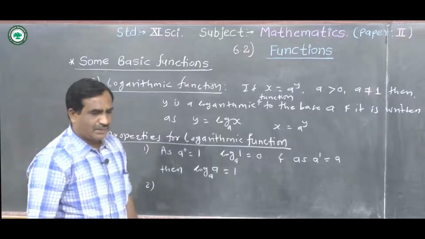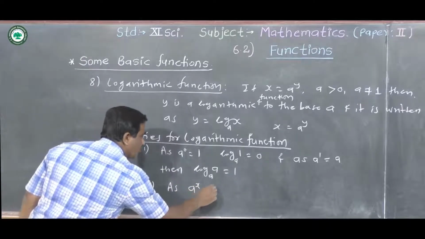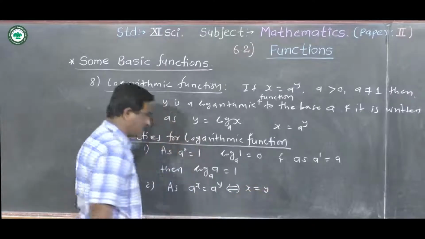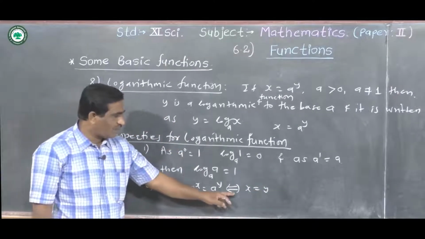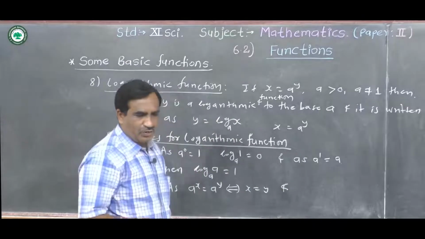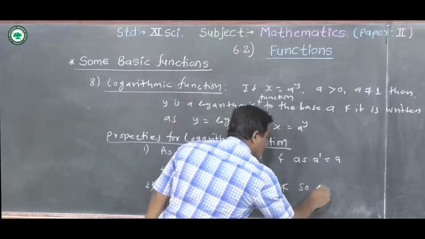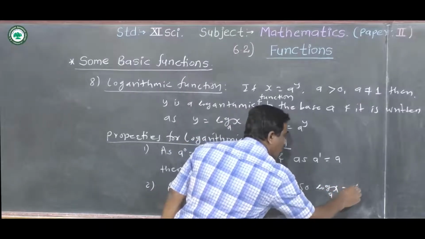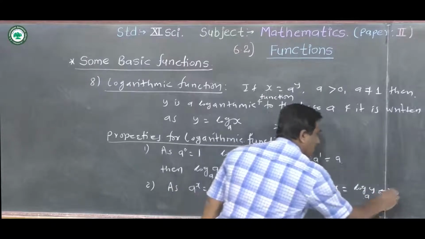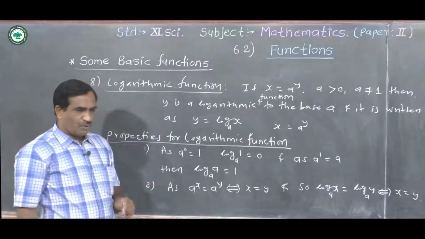Now the second property is, a raised to x is equal to a raised to y if and only if x is equal to y. And again we can consider the logarithmic form here. Log x to the base a is equal to log y to the base a if and only if again x is equal to y. This is the second property.